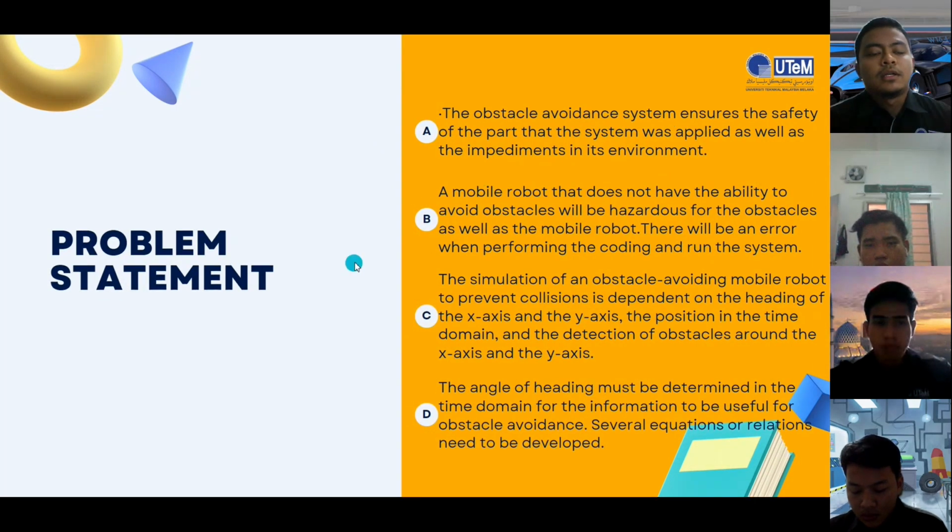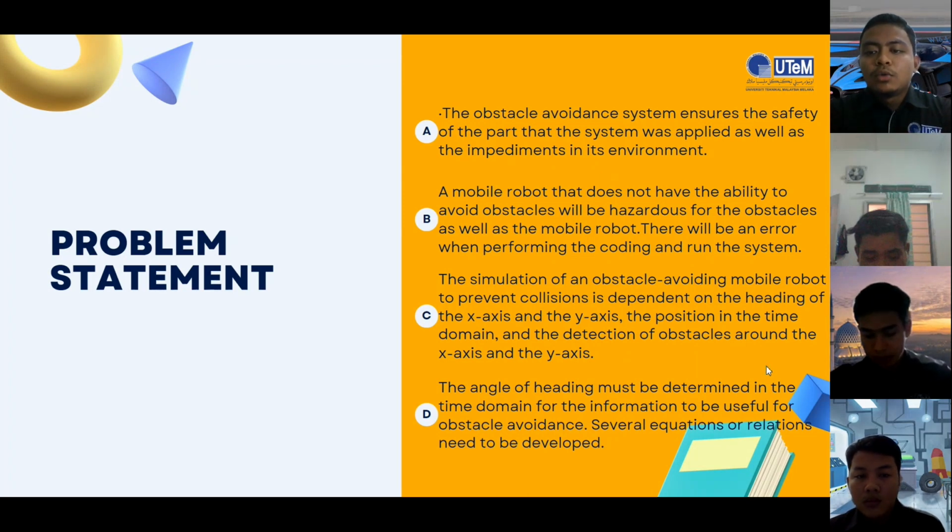We have underlined 4 problem statements. But first, the obstacle avoidance system ensures the safety of the part that the system was applied to, as well as the impediments in its environment. A mobile robot that does not have the ability to avoid obstacles will be hazardous for the obstacle as well as the mobile robot. There will be an error when performing the coding and running the system.